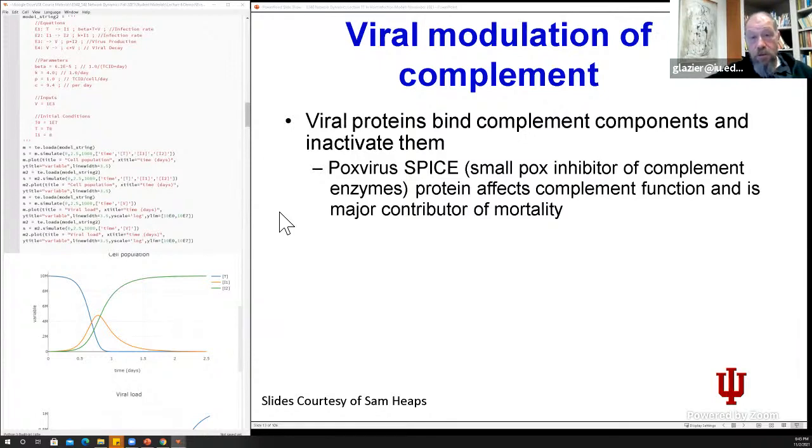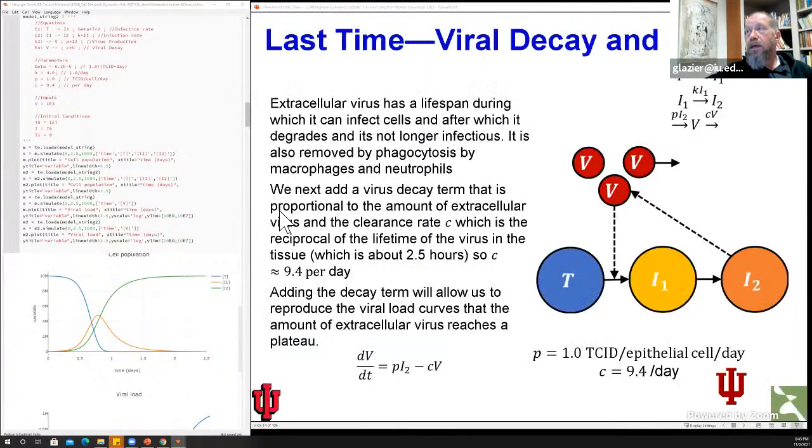In order to replicate, viruses counter the immune system responses. And so viruses produce proteins that inactivate a variety of these responses. We won't go into all the details about that. However, the key idea is that the virus in this simulation, we've got it decaying already. So we're actually up at this slide. The virus, extracellular virus, has a lifetime. And that lifetime depends on the environment of the body.